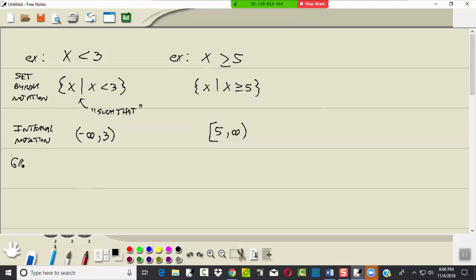And then we have our graph. Graph is pretty easy if you have interval notation. Parenthesis on the 3, parenthesis on the 3. And then you shade whichever way it's opening. It's open to the left, so I shade the left. Now here, bracket on the 5, bracket on the 5. And you notice the bracket is opening up in the same direction. And then whichever way it's opening is where you shade. So I'm going to shade to the right. And those would be our graphs.